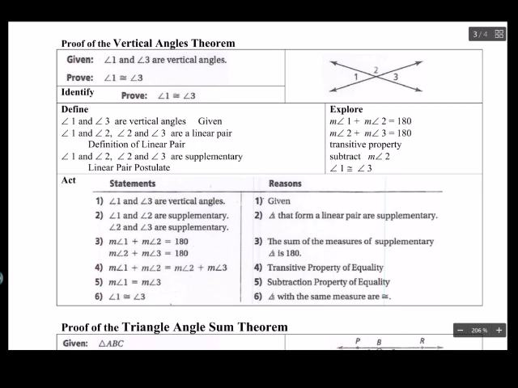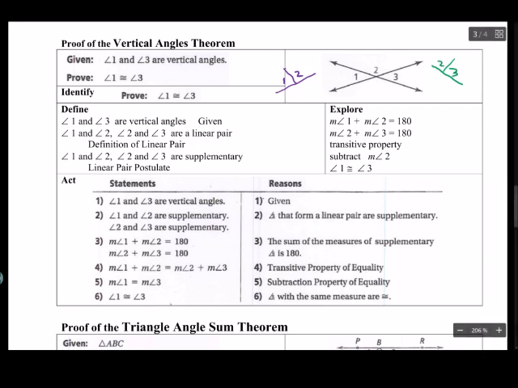This is one of our favorites, and we are given that 1 and 3 are vertical angles just by definition, and we want to prove that they are congruent. So first thing I'm going to do here is I see linear pairs, so I am going to look at angles 1 and 2, and then I'm going to look at angles 2 and 3. Now, first thing I notice is that angle 2 is shared on both of these. So I see a way that I can connect angles 1 and 2.